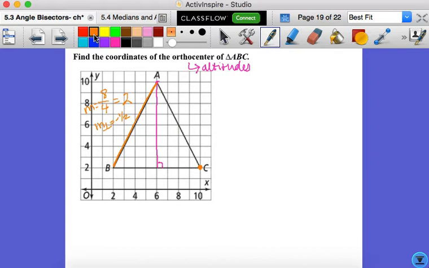So from C, I'm going to go down 1 and right 2, but that would go off my graph. So I'm going to go up 1, left 2, up 1, left 2, up 1, left 2. So I can see where those two altitudes are intersecting. So my orthocenter is right here at the coordinate 6, 4. Since this is a point of concurrency, I don't need to create the altitude for the other side, but I could if I wanted to.